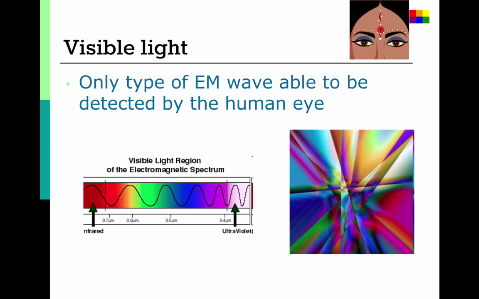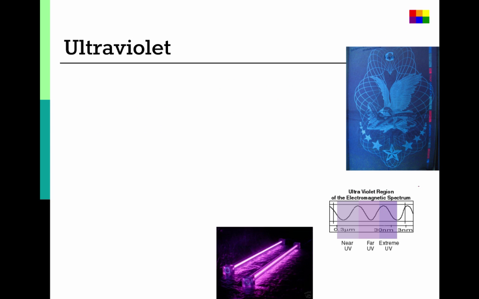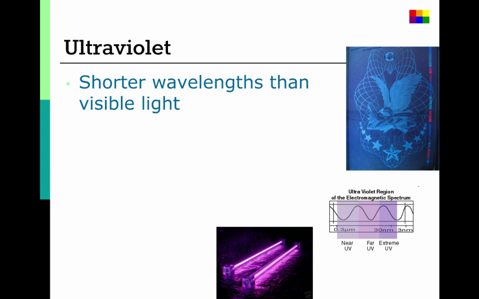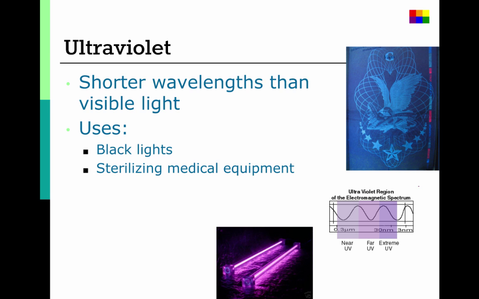Visible light. This is the only type of the EM wave that you're able to detect by the human eye. This makes all the colors of the rainbow, ROY G. BIV, everything that you see. The next is ultraviolet light. These are shorter wavelengths than visible light. The uses are black lights, sterilization of medical equipment.